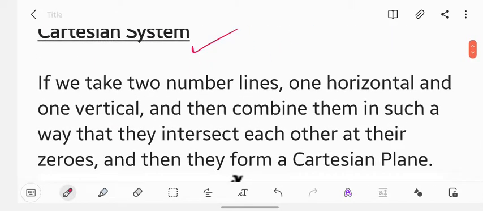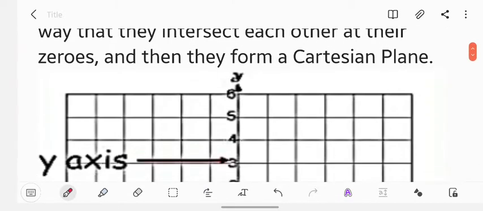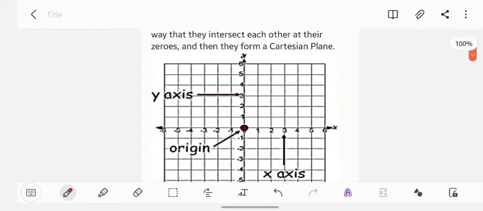If you take two number lines, one horizontal and one vertical, and combine them in such a way that they intersect each other at their zeros, they form a Cartesian plane. What does this mean? Basically, if you look at this figure, we have two lines here. One is called the x-axis, another is called the y-axis. When they intersect perpendicularly, the point of intersection is called the origin.